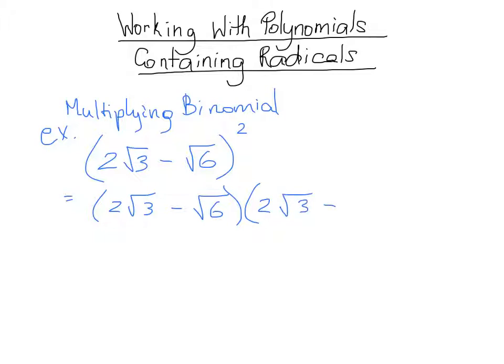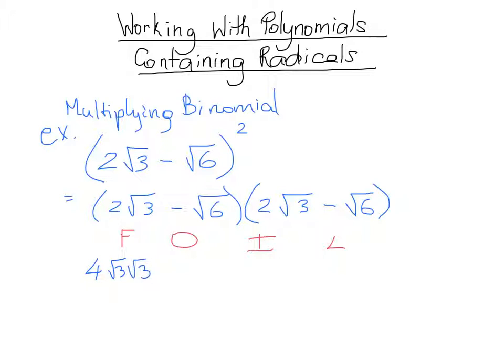By squaring that expression, we're multiplying it by itself. And remember, we have to multiply each term, so the first term by the first term, by the last term. We're multiplying everything. We learned the acronym FOIL to help us remember that we need to multiply every single thing by everything else. First term by first term gives us 4 root 3 root 3.